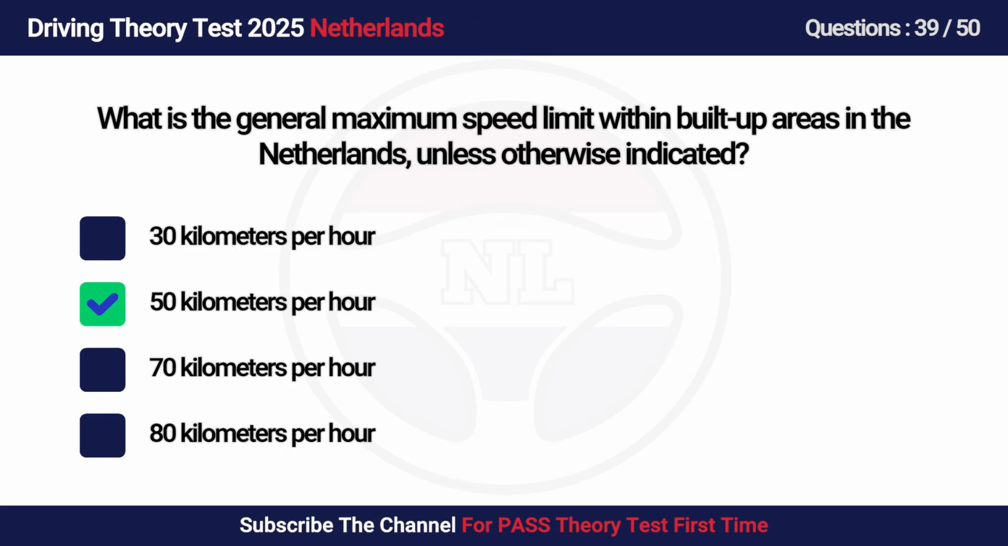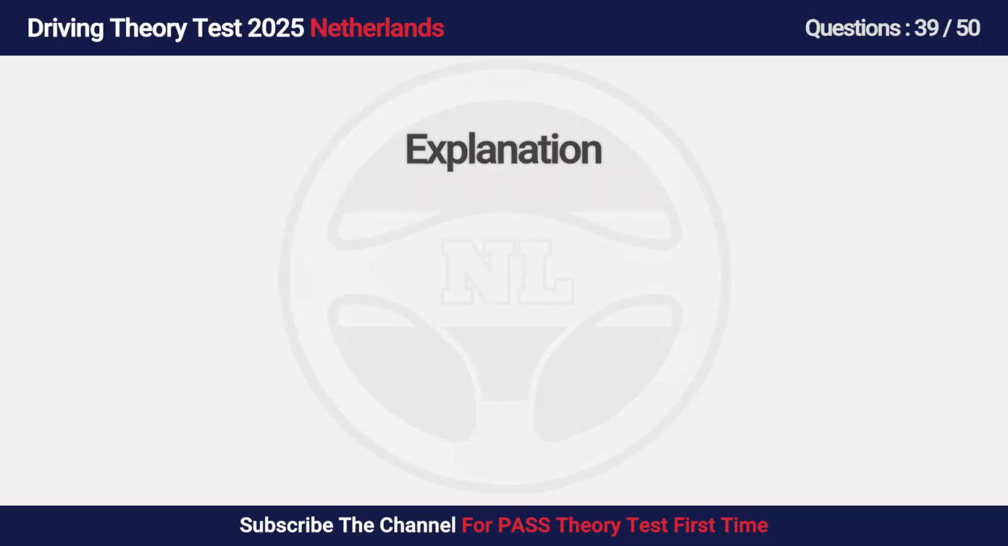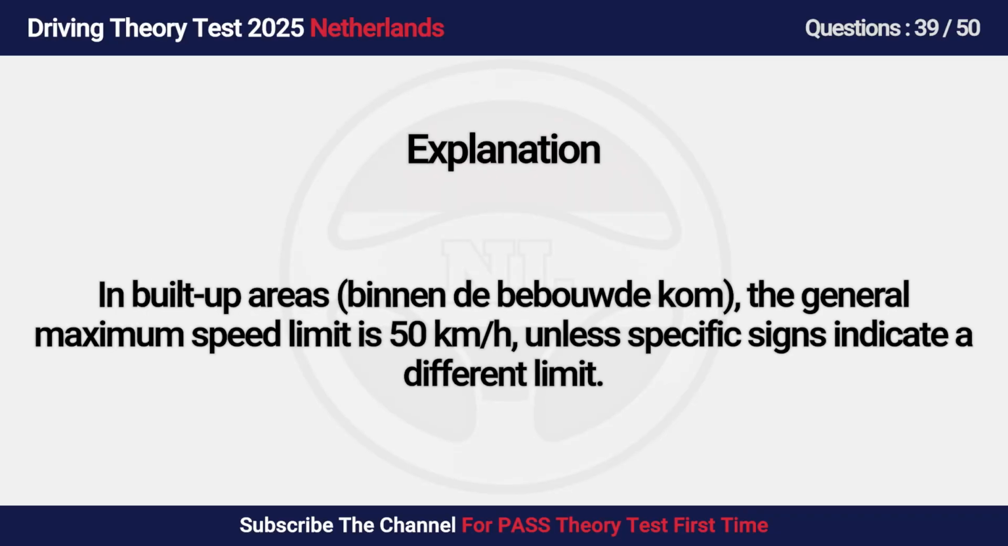Answer is B. 50 km per hour. In built-up areas, the general maximum speed limit is 50, unless specific signs indicate a different limit.